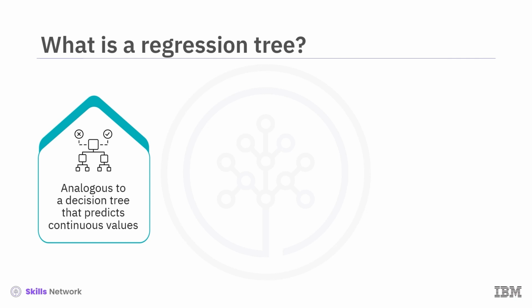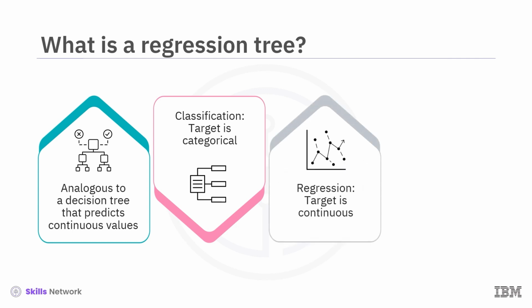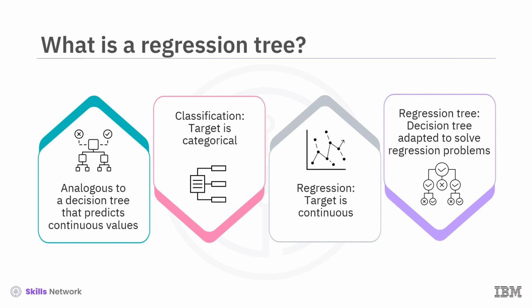The distinguishing feature between classification and regression is the characteristic of the target or labeled data. In classification, the target variable is categorical, such as true or false. In regression, the target is a continuous value, such as temperature or salary. When a decision tree is adapted to solve regression problems, it is called a regression tree.